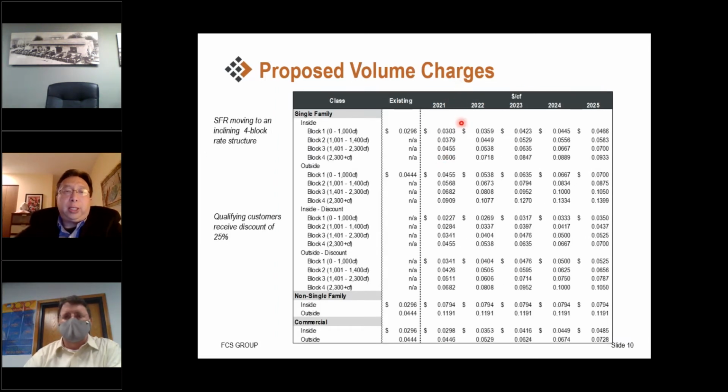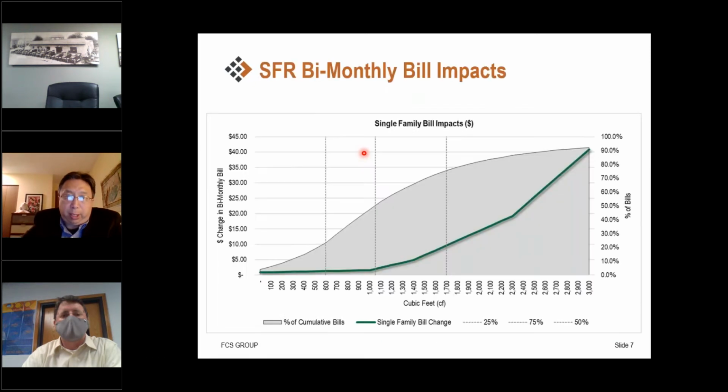For your volume charges, as I mentioned early on, currently the city of Woodland charges a residential customer a single volumetric charge for all water usage. What we're recommending is that we move to a 4-tiered structure. As you can see, the breakpoints hit along the spectrum of this green line here, at those same inflection points.